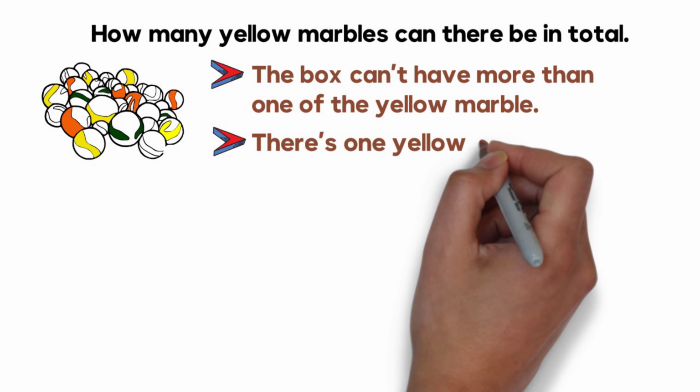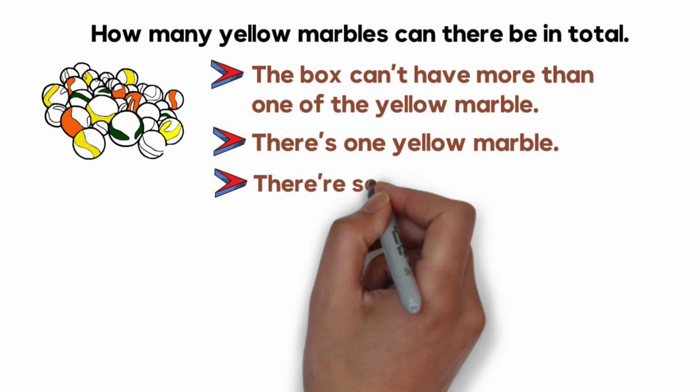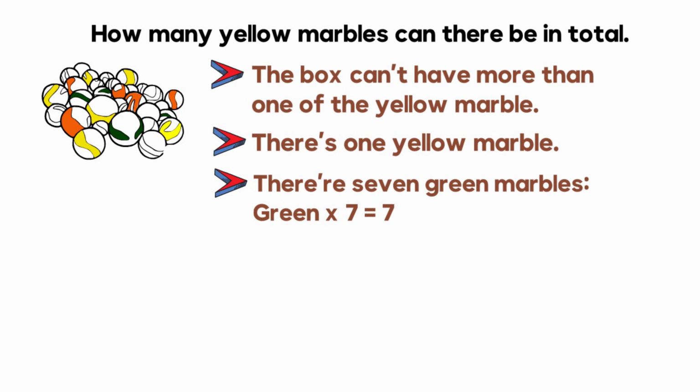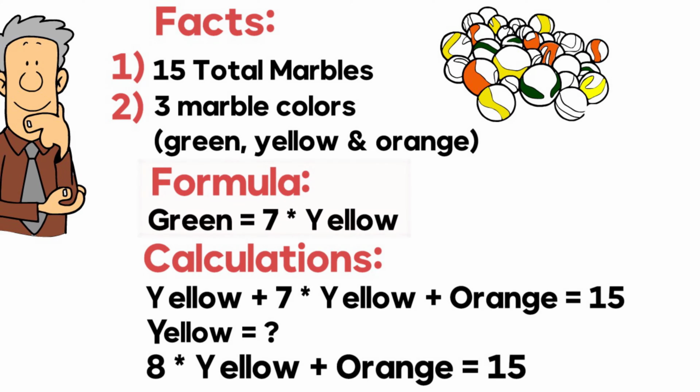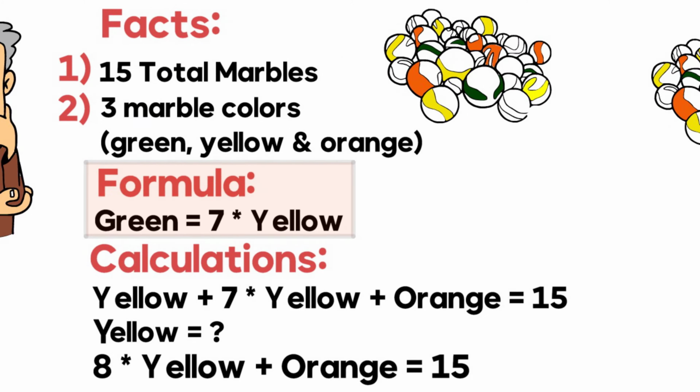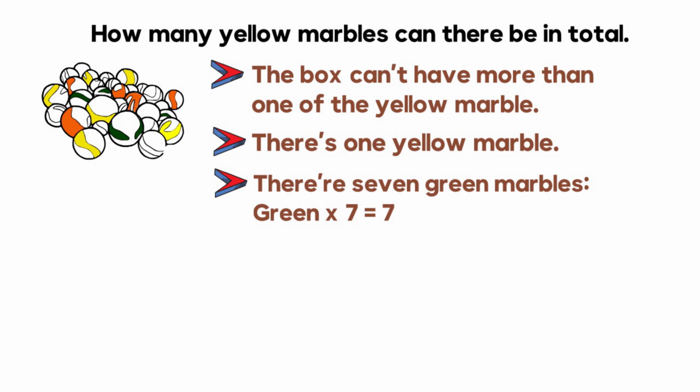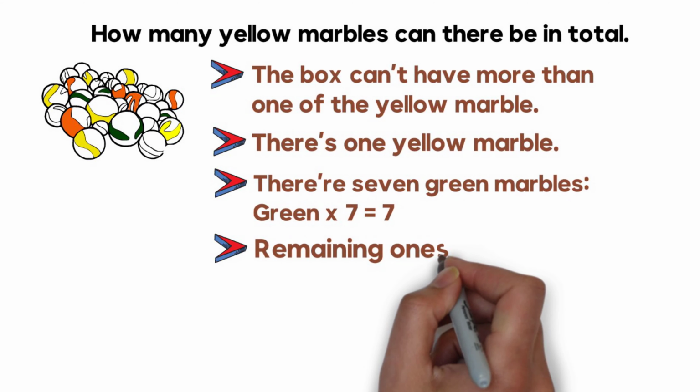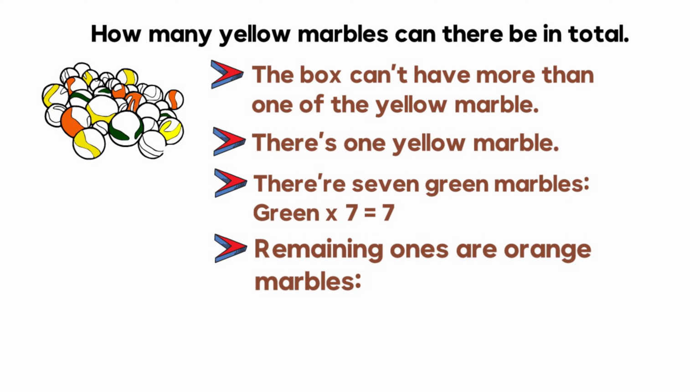And if there is only 1 yellow marble, there are going to be 7 green marbles, because we already have a formula that the number of green marbles is calculated by multiplying 7 by the number of yellow marbles. So the only thing that's left is calculating how many orange marbles are out there.